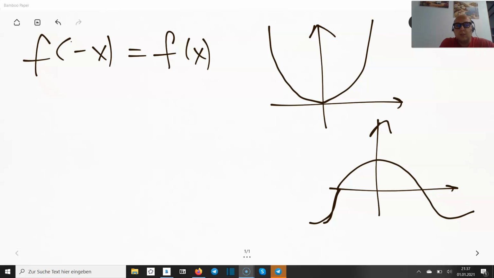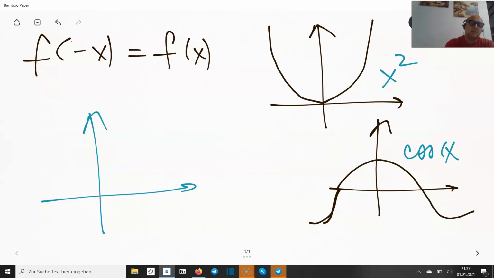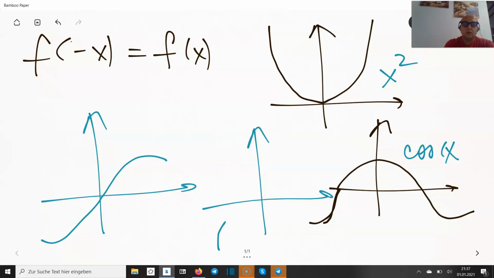Hello friends, today I would like to show you something new: how to show that something is an even or an odd function. So for example, x squared is an even function. It looks on the left the same as it looks on the right. Cosine of x is even as well, but sine of x isn't even, it's odd. So it's also symmetric. x cubed is odd as well.